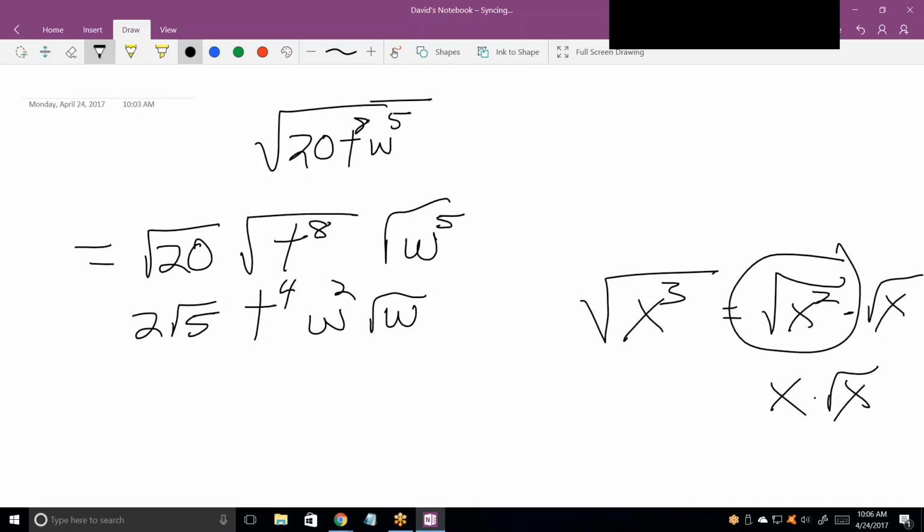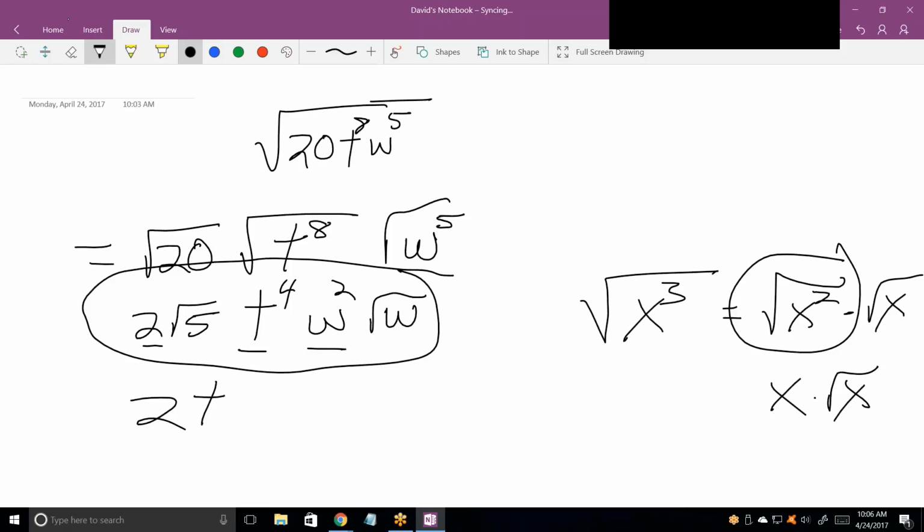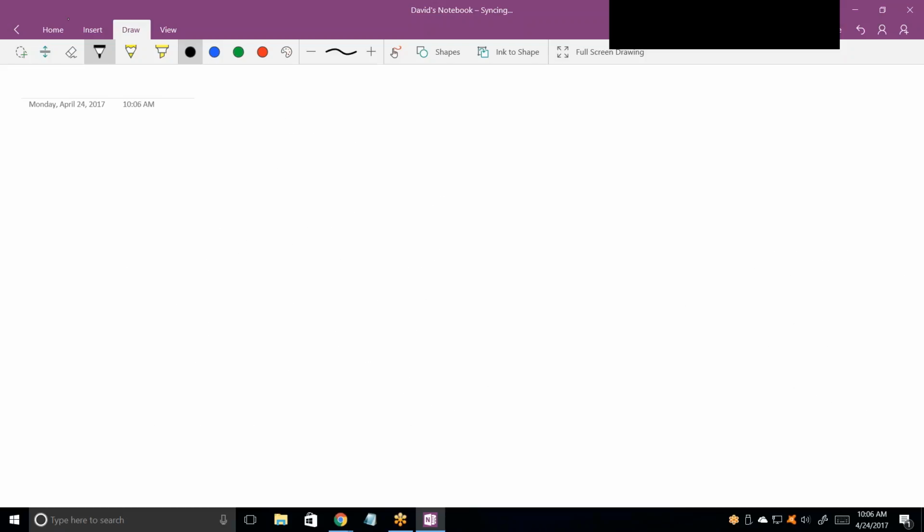Right. Okay. And now we want to put all that together. So these three terms go out in front. 2t to the 4th, w to the 2nd. We're only going to have one radical sign, and inside there is 5w. Okay? Yeah, that makes sense.